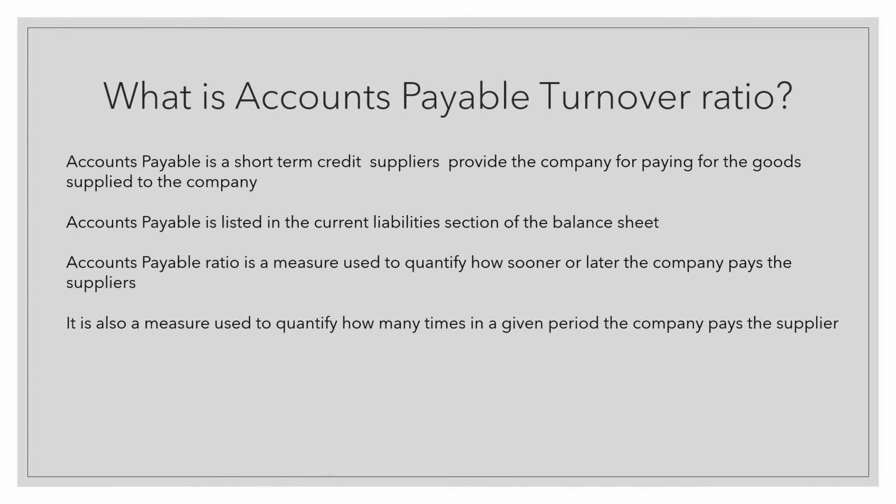Accounts payable is a short-term credit suppliers provide the company for paying for the goods supplied to the company. Accounts payable is listed in the current liability section of the balance sheet. Accounts payable ratio is a measure used to quantify how soon or late the company pays the suppliers. It is also a measure used to quantify how many times in a given period the company pays the supplier.